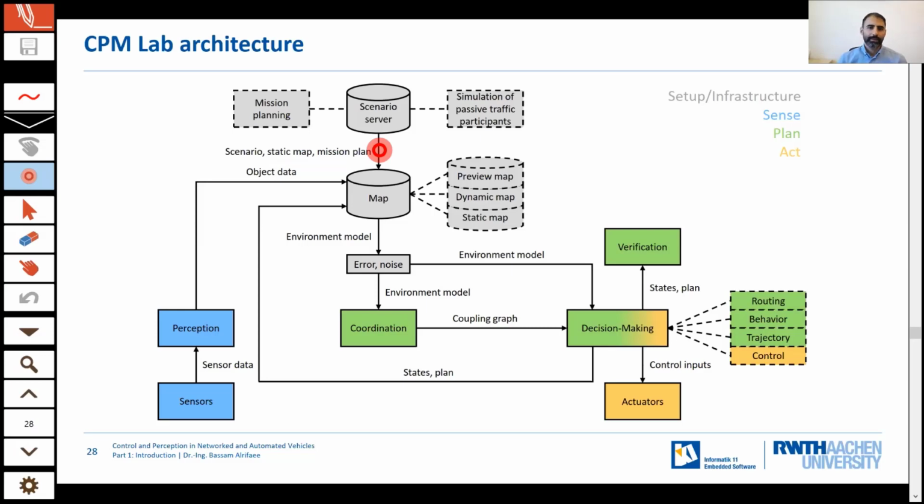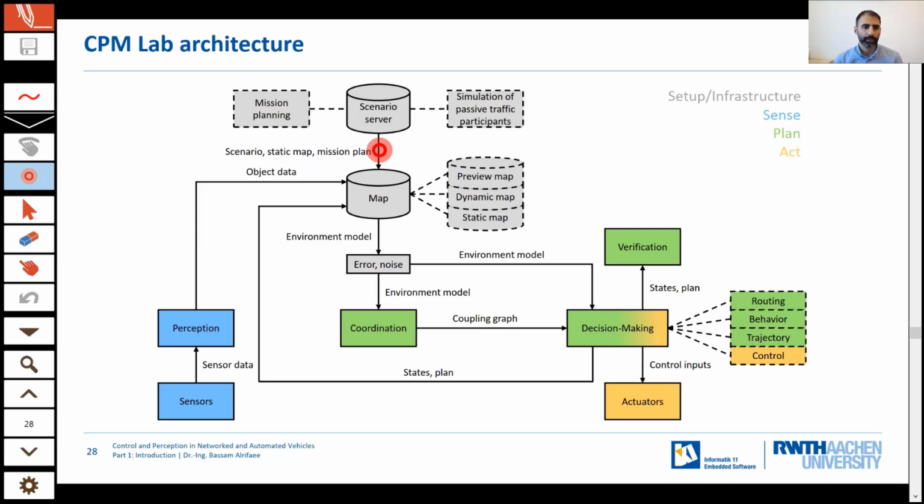And the second level is the dynamic map. So the dynamic map contains additionally traffic participants. For example, cars or also pedestrians. We save them in the dynamic map. Let's say it is an overlay on the static map, and it is a function of time.